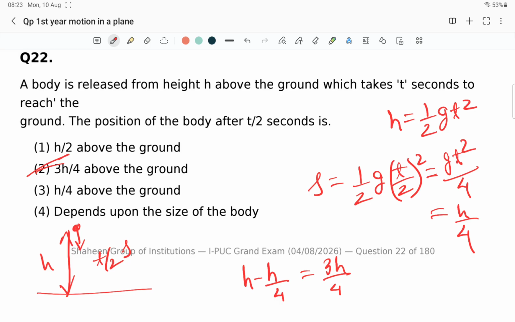So after half the time, it has only traveled 1/4 of the total height. The remaining 3 by 4 of the total height, it travels in the remaining half time. Now you may ask, sir, half the time, so half the distance it should have moved. But actually acceleration due to gravity plays the role. It is 9.8 meters per second square. So proportionally it is falling. As it falls, its velocity keeps increasing. In the starting, it is slowly increasing its velocity. So it travels h by 4 in half the time, and the remaining 3h by 4 in the next half of the time.